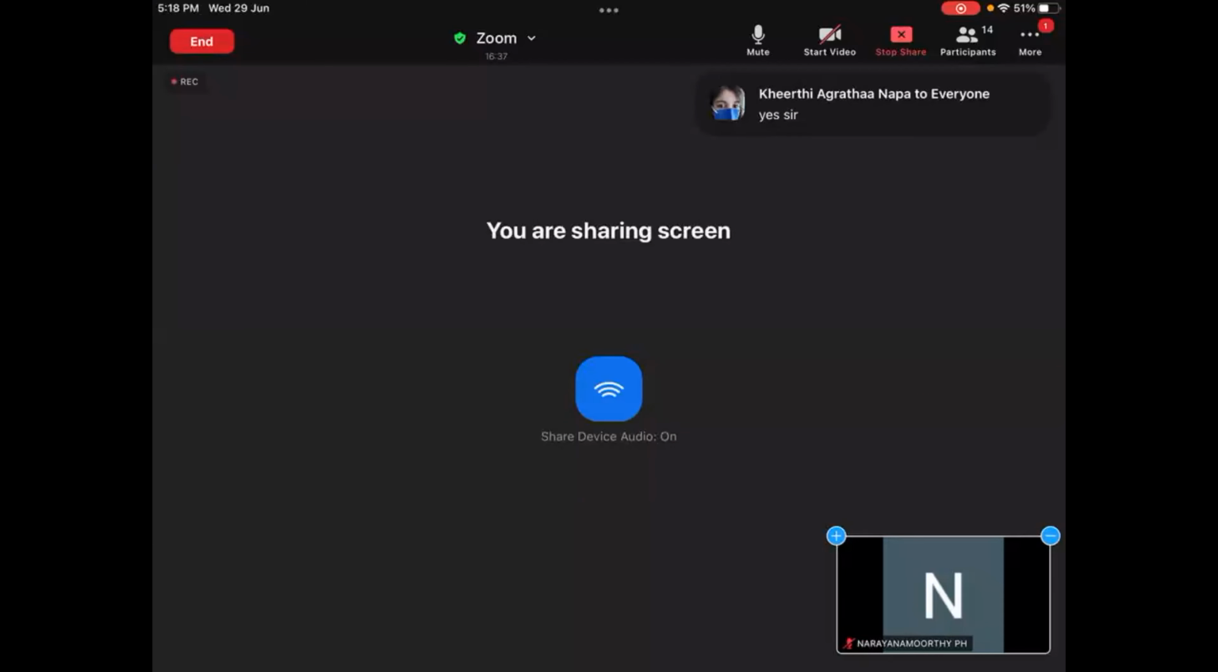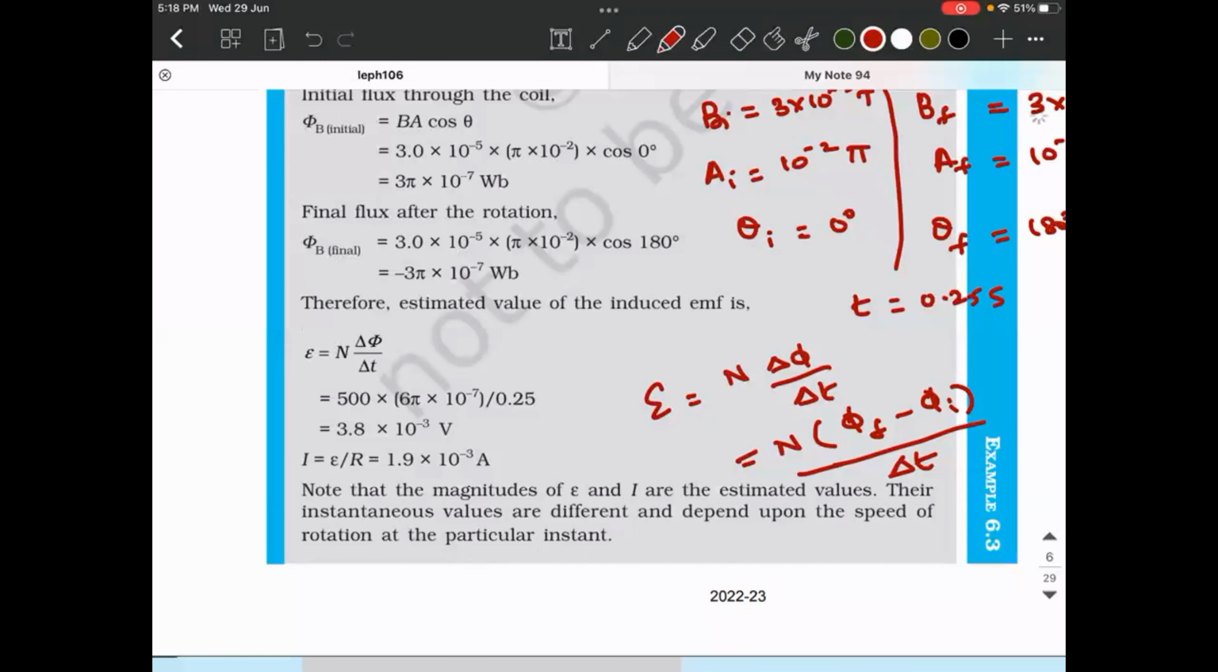Please make a note of this. So it is 12 pi into 10 power minus 4 volt. Once you find the EMF, current is easy. I is equal to E by R, 1.9 into 10 power minus 3 ampere. That's it.